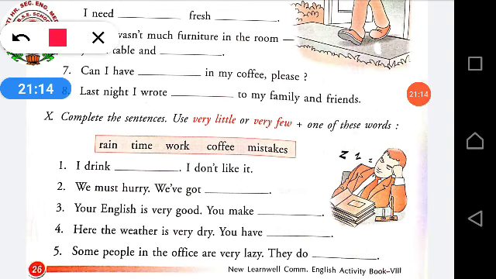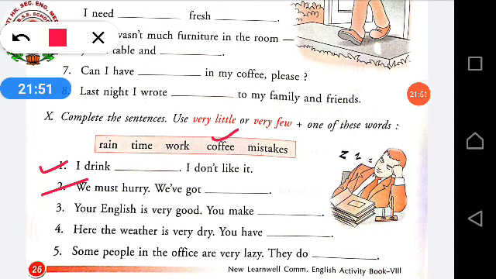Keep in your mind, a few or few, very few, all this comes for countable and little comes for uncountable. I drink dash, I don't like it. What can you drink? Rain, can you drink? No. Time? No. Work? No. Coffee? Yes. So you'll be writing, I drink very little coffee. I don't like it, because we cannot count coffee. Okay. I drink very little coffee. I don't like it.